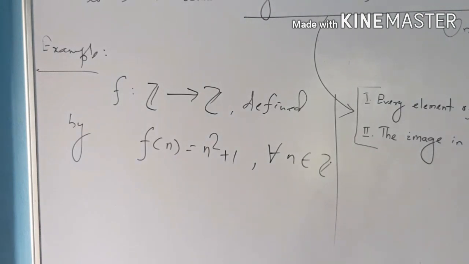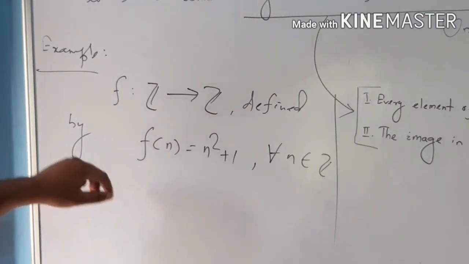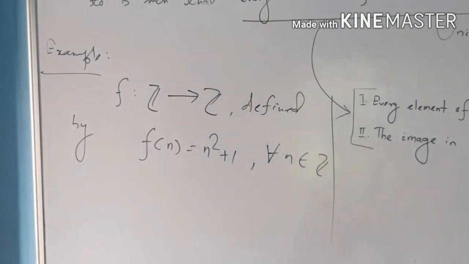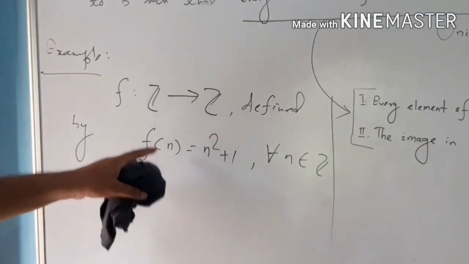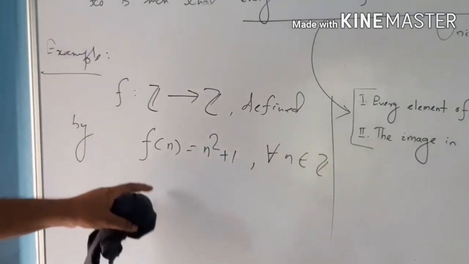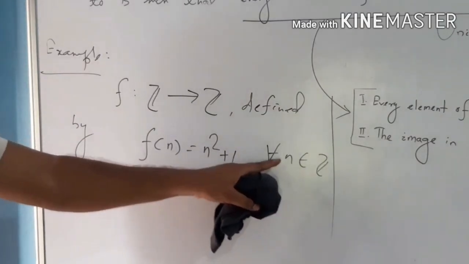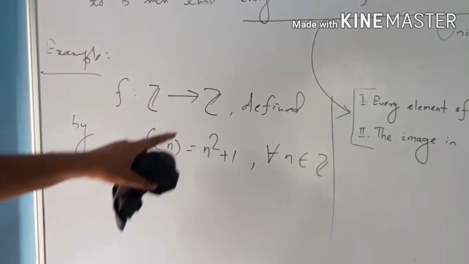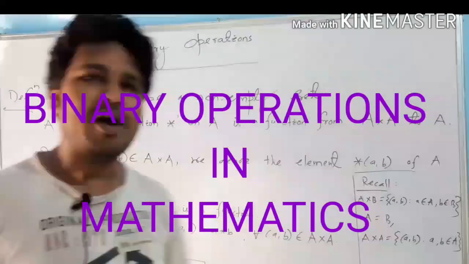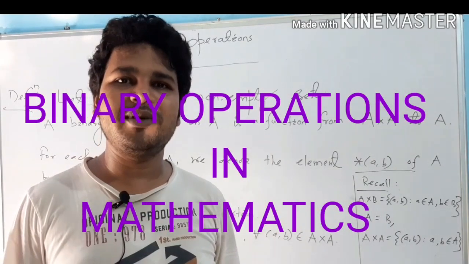You may verify that this is a function by the definition of functions. You may take any element from Z and verify that every element of Z has a unique image in B. Now, I will define binary operations in mathematics.